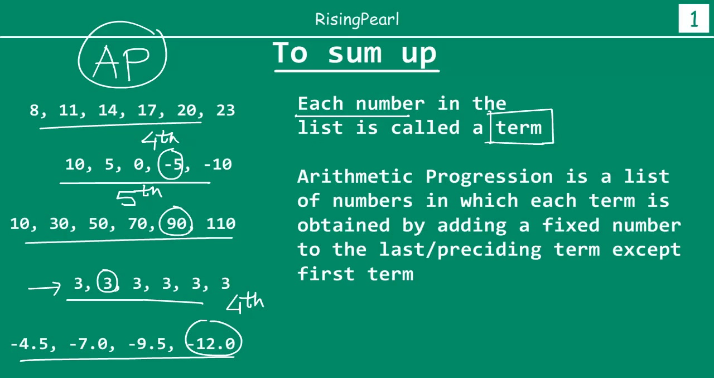Then we saw what an arithmetic progression really is. We saw in the last webisode that an arithmetic progression is defined as a list of numbers, a collection of numbers, or a series of numbers in which each term, that is each number, is obtained by adding a fixed number to the last preceding term, except the first term. So in other words, there is a fixed number.